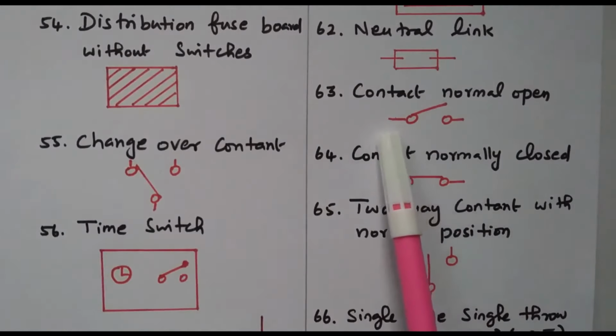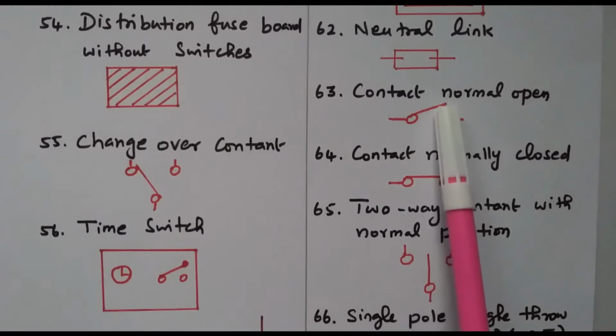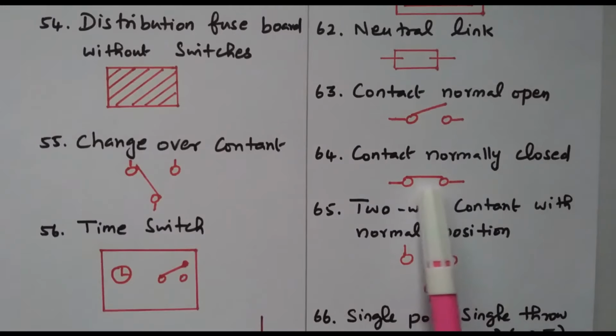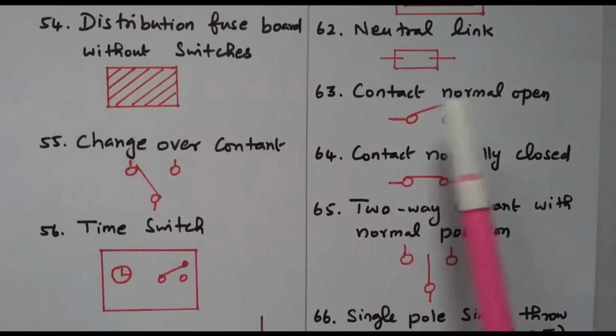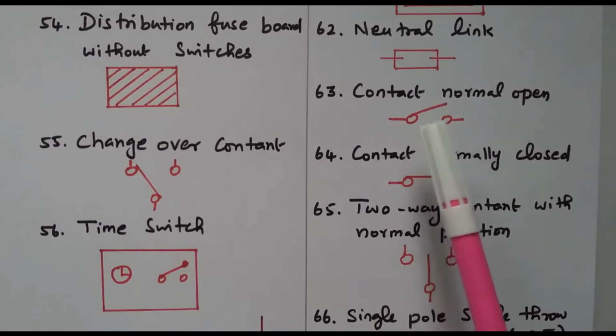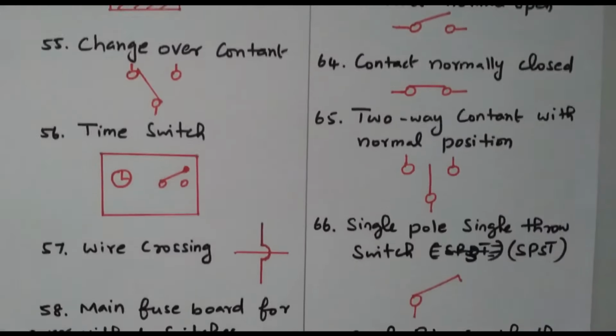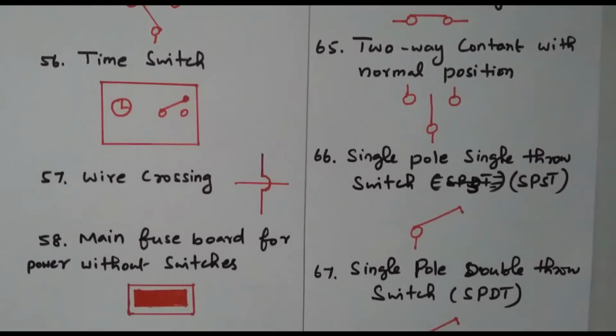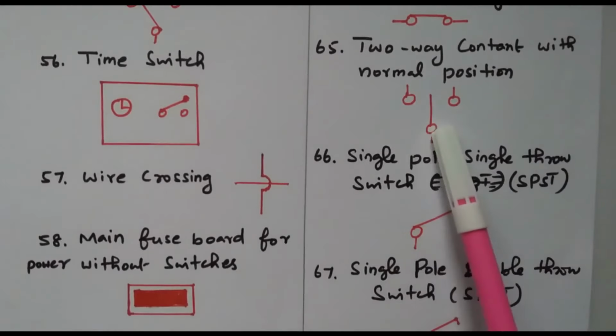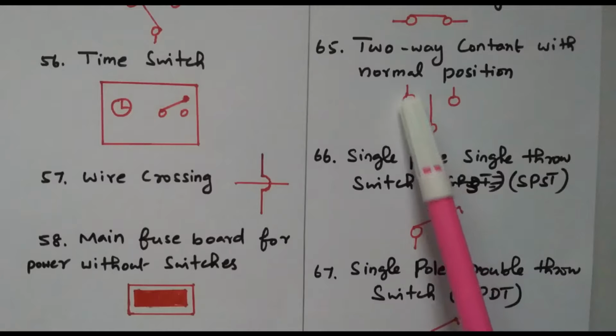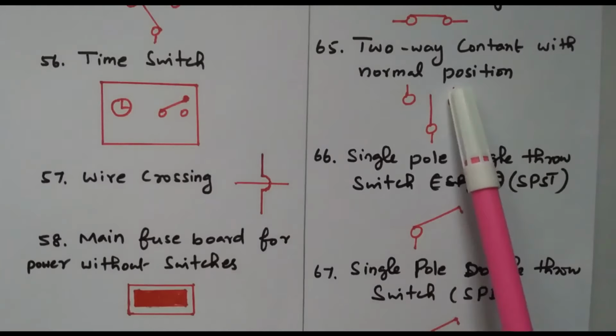Then contact normally open means it is in open condition. Closed means it is in closed condition. It indicates these two are closed, these are open. Normally open means in normal condition it is open. In abnormal condition it will close. Then two-way switch. Two-way contact with normal condition. Two-way means either it will connect this end or this end.